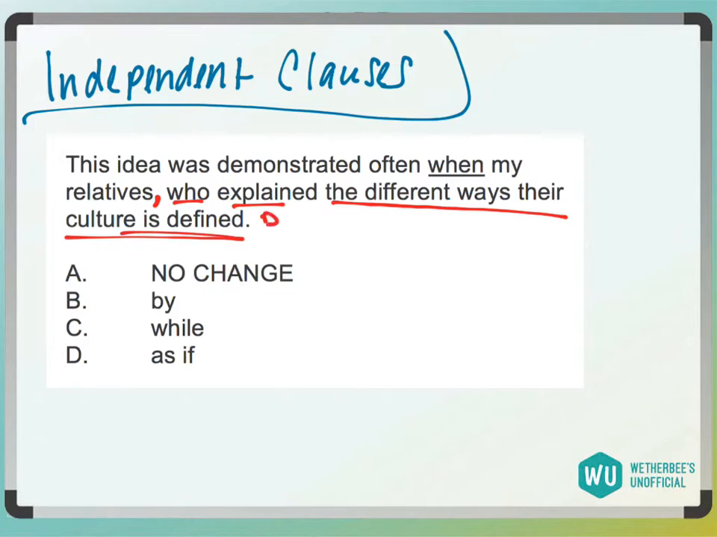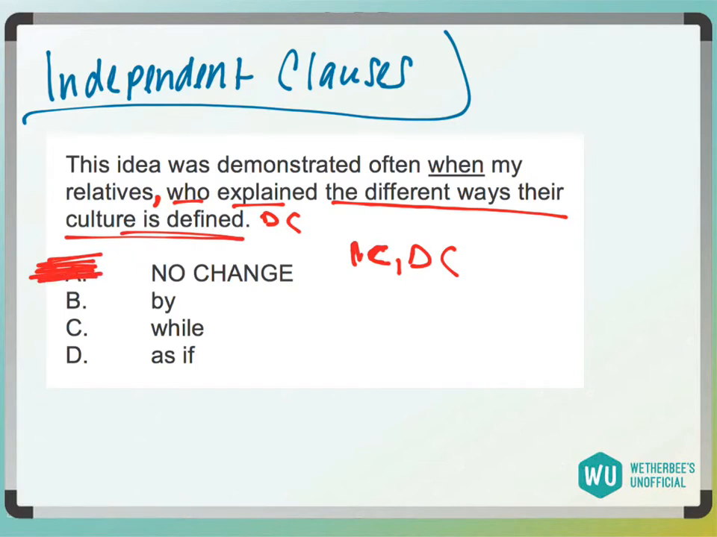This is dependent. So we need something that's going to make this, because this is comma DC, I need an independent clause here. I would need to put an independent clause in the beginning because I need one full independent clause when I have just commas in the sentence, right? One independent clause, not more than one, not less than one, right? So if I said this idea was demonstrated often when my relatives, that is not an independent clause, right?